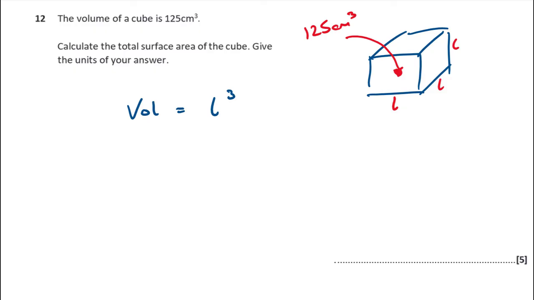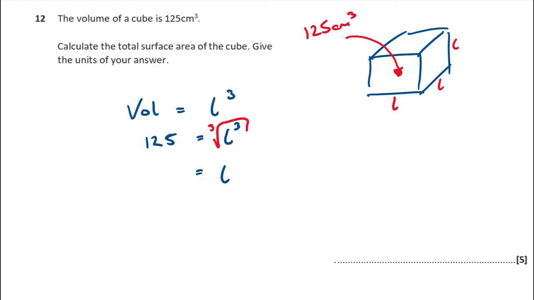Okay. So subbing in the value that we know for volume then, 125, that's equal to L cubed. Now what I want is L, isn't it? How do I get L from L cubed? Well, the opposite of cubing something is working out its cube root, isn't it? So if I find the cube root of L cubed, it's going to give me L.